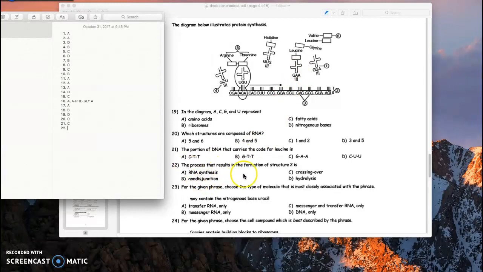So the process that results in the formation of structure 2, so let's go ahead and find structure 2, as this mRNA sequence. That is going to be A, RNA synthesis. You can tell that we have not learned anything about non-disjunction, hydrolysis, or crossing over, so it must be RNA synthesis. RNA synthesis is also known as transcription. For a given phrase, choose the type of molecule that is closely associated with the phrase, may contain the nitrogenous base uracil. So that is going to be all RNA types, so both messenger, transfer, and the one we haven't talked about on here, rRNA.